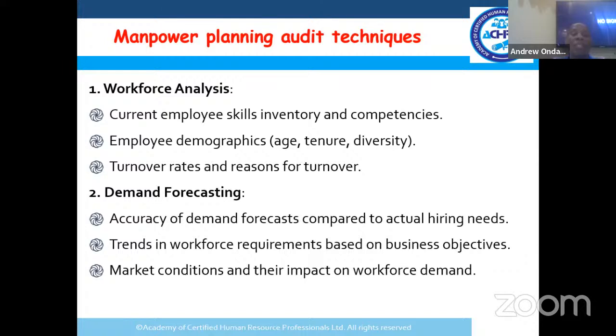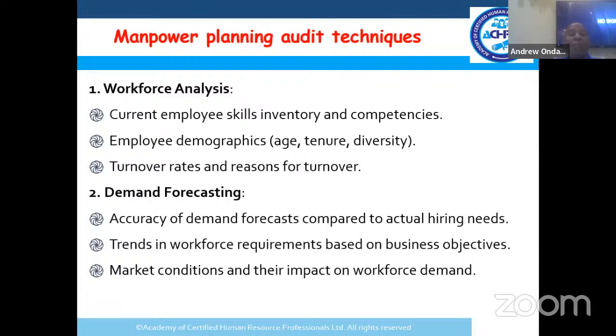And now we move to the next one, which is demand forecasting. Demand is about the number of people and the qualifications we are likely to need in the future. By future, we mean anything in the short term, medium term, and long term. So you may require people in the next 5 days, 10 days, 1 year, 2 years, 5 years, or even 10 years.